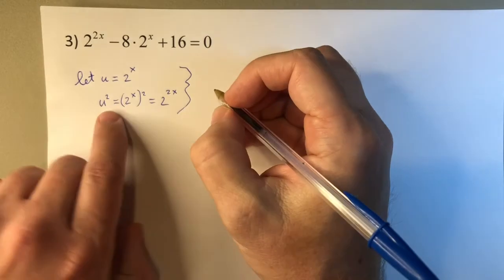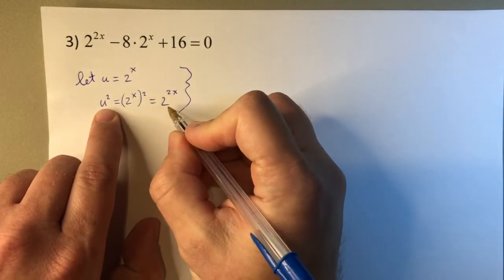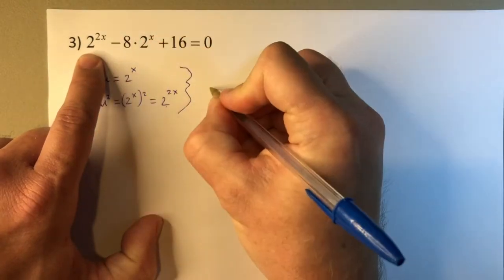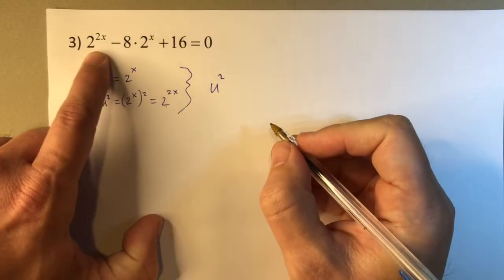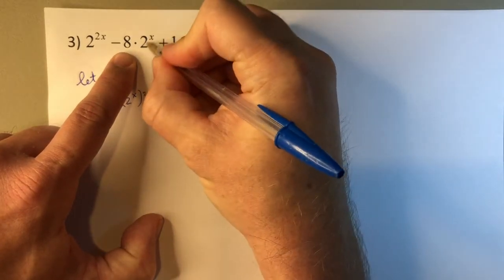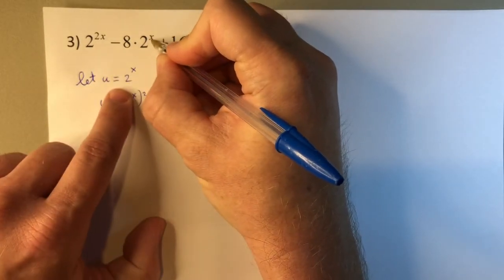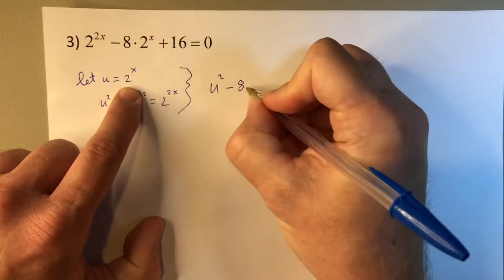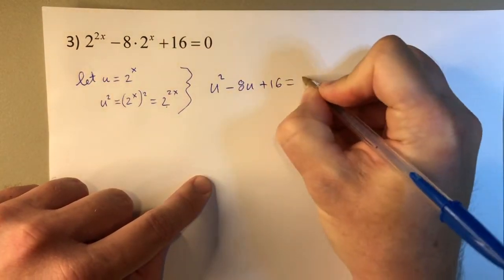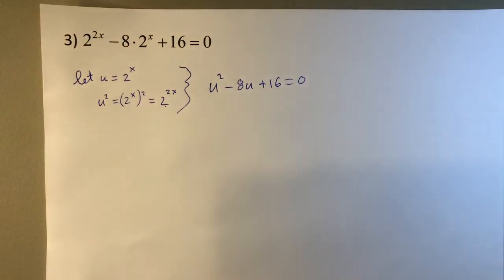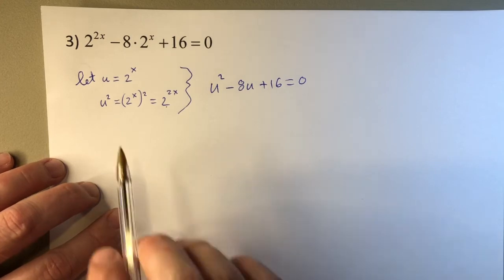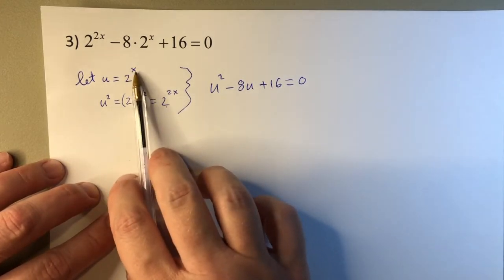So here we go. We know u squared is exactly the same as 2 to the 2x. Here is 2 to the 2x, so we have u squared. That takes care of that. And then minus 8 times what's 2 to the x? 2 to the x is exactly the same as u. So there's the u. Then you bring down the plus 16, set it equal to 0, and now you can see you have a quadratic equation in terms of u. Keep in mind, you are, in fact, solving for x here, ultimately.